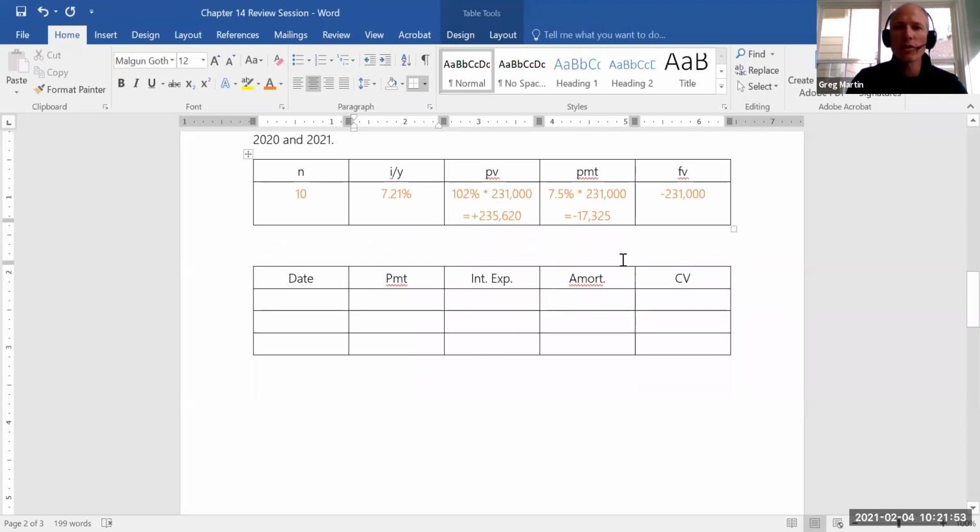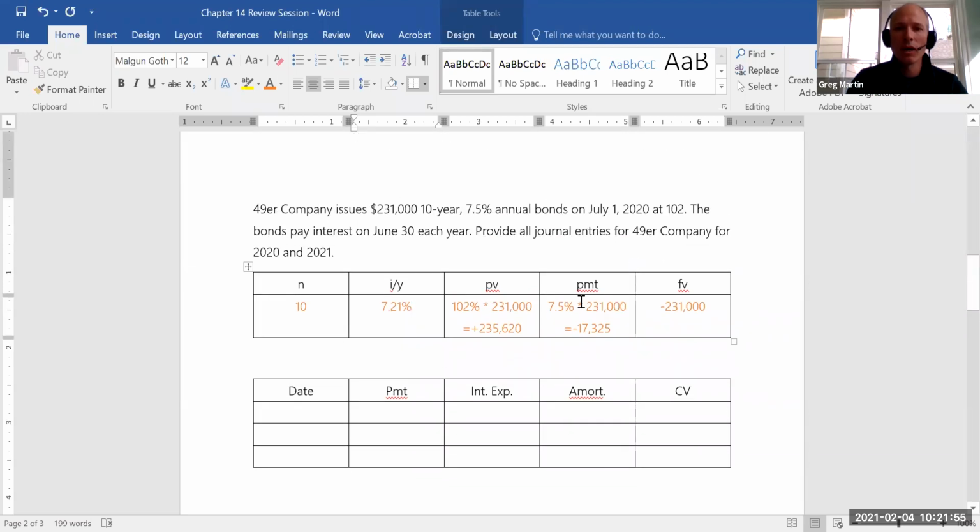All right, so now that we have the TVM, now we can use our amortization table. Again, this is a couple years, and so you're going to need to do an amortization table. Again, on a test, I wouldn't have you do everything. I would probably have you do TVM in one problem, and then with a different bit of information, do an amortization table, and then with different information, start doing some journal entries and things like that. But now we're going to complete this amortization table.